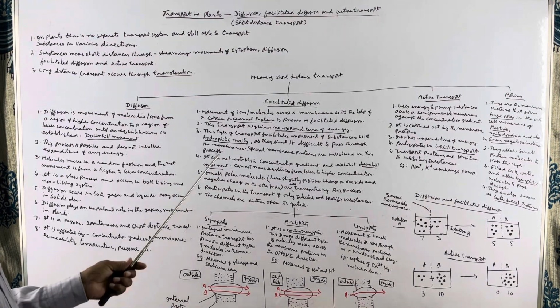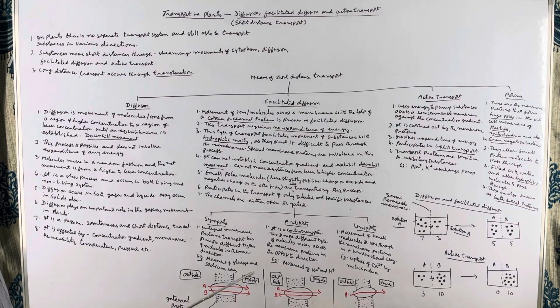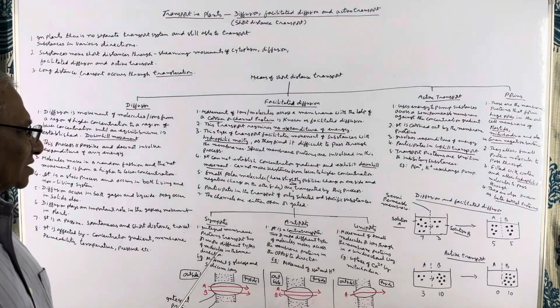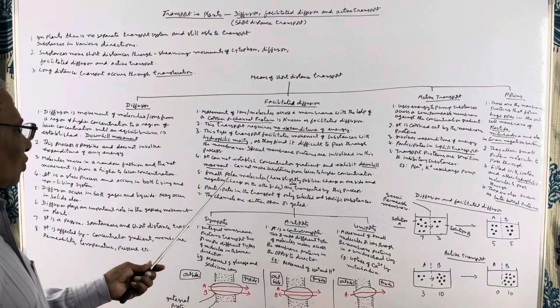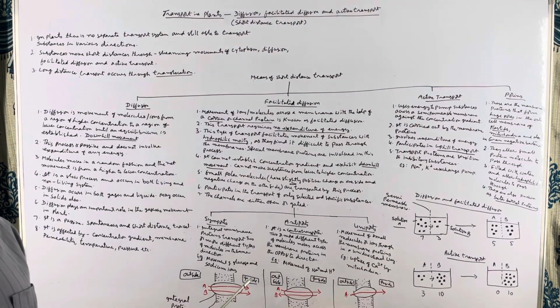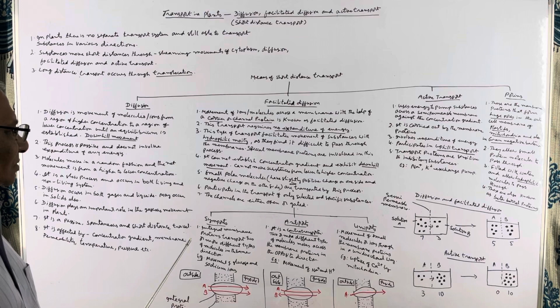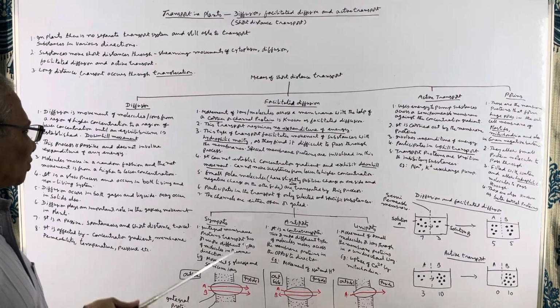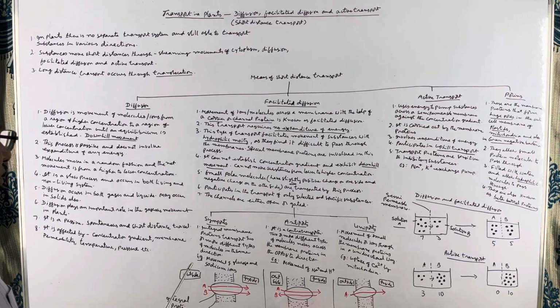Then, this type of diffusion also helps in the movement of polar molecules. Small polar molecules have a positive charge on one side and a negative charge on the other side. Such molecules also cannot pass through the cell membrane on their own. Their movement has to be assisted or guided by the channel proteins. These proteins also help in the transport of small polar molecules into the cell across the cell membrane.